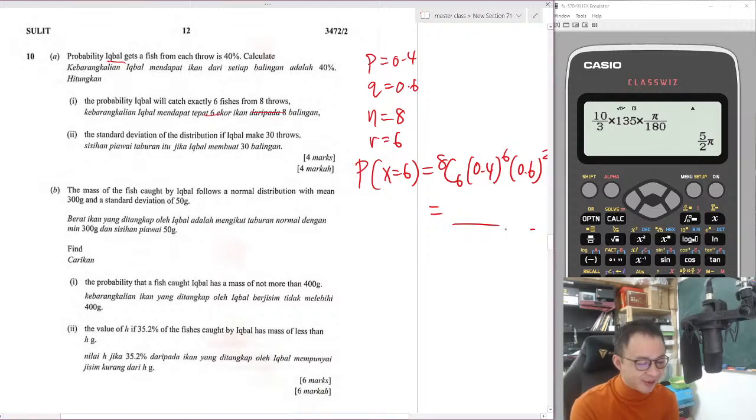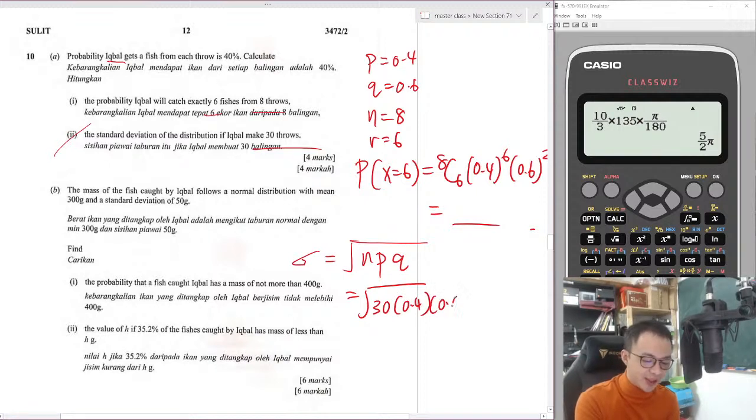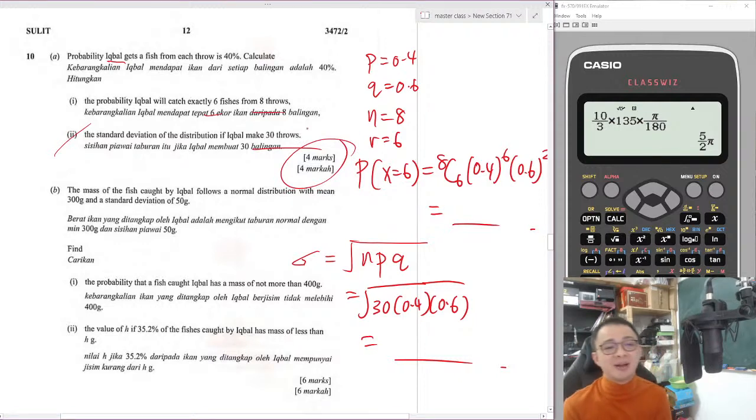So you type everything in the calculator, you should get the correct answer. And then they ask about the standard deviation if you make 30 throws. So the n has changed already. Because we know standard deviation in this topic is square root of npq, isn't it? So n is 30, p is 0.4, q is 0.6. Type everything in the calculator, then you can easily get this 4 marks. This 4 marks actually is not too hard.